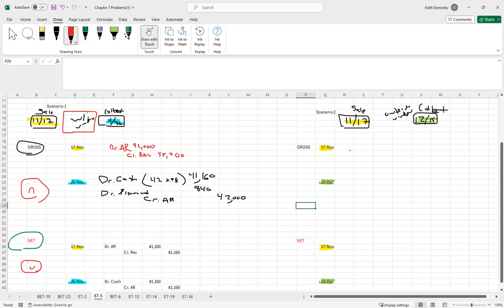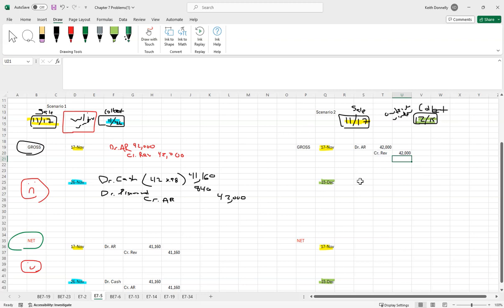Right, so here I said it's going to be the same, right? You're going to debit accounts receivable for 42,000. It's the gross, it's the big guy, it's always the biggest. Credit revenue for 42,000.